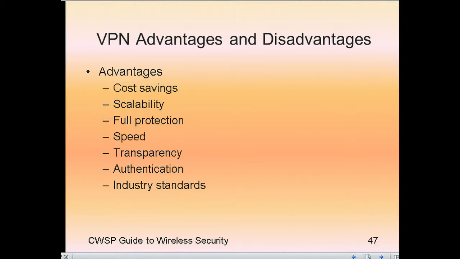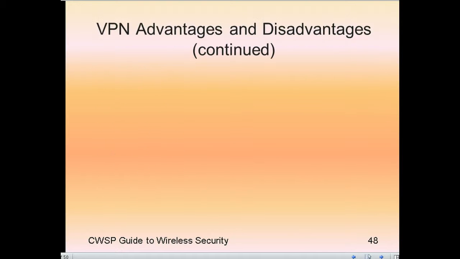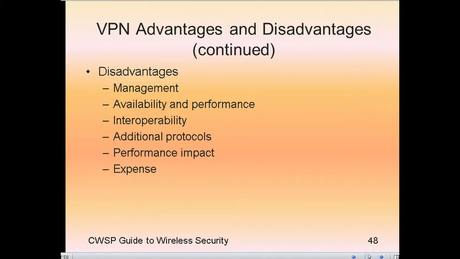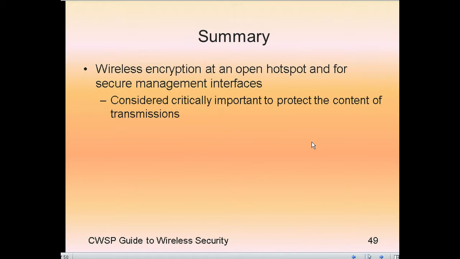Speed is going to be relatively fast. Transparency will set it up so that the individual users aren't burdened with trying to set up the connection every time. And then the cost savings and the speed, we don't have to have these modem banks anymore. Disadvantages: it does have to be managed. Availability and performance: anytime that we encrypt and decrypt, we're going to affect the performance somewhat. Interoperability: are the different vendors' devices going to function with each other? Additional protocols are required. And again, performance impact and expense. If we're using hardware devices, we're going to have some expense with these things.